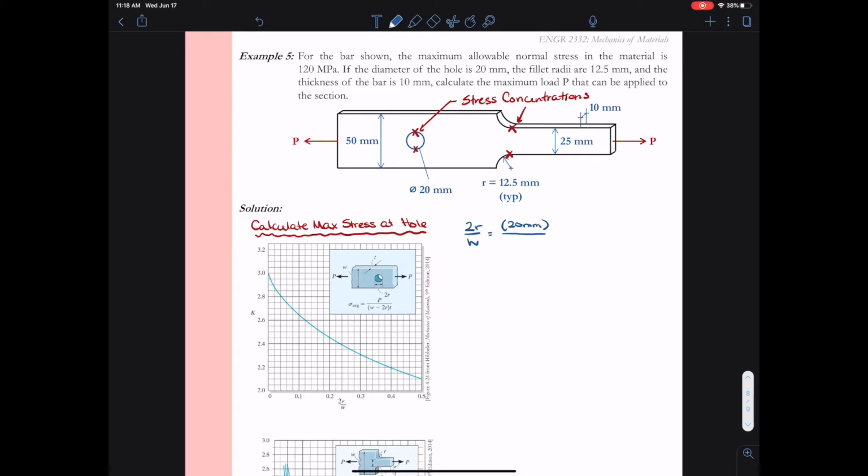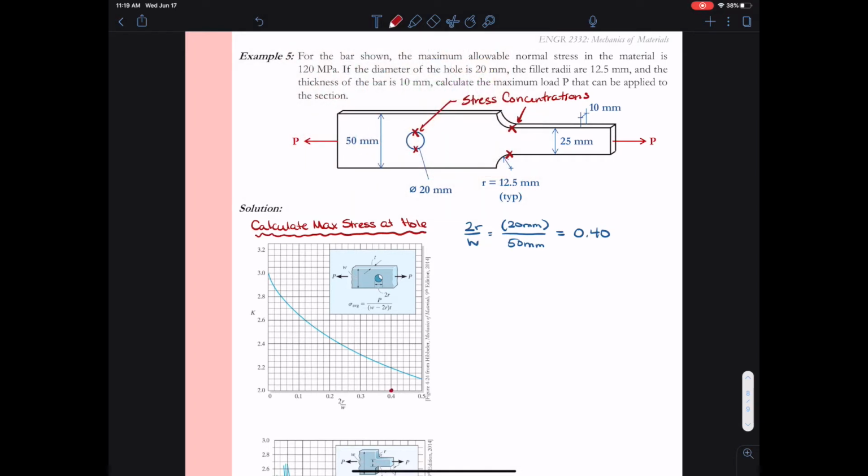So the diameter, or 2r, is going to be 20 millimeters. That was defined in the problem statement. And the width of the plate is given as 50 millimeters. So 20 divided by 50 results in 0.40.